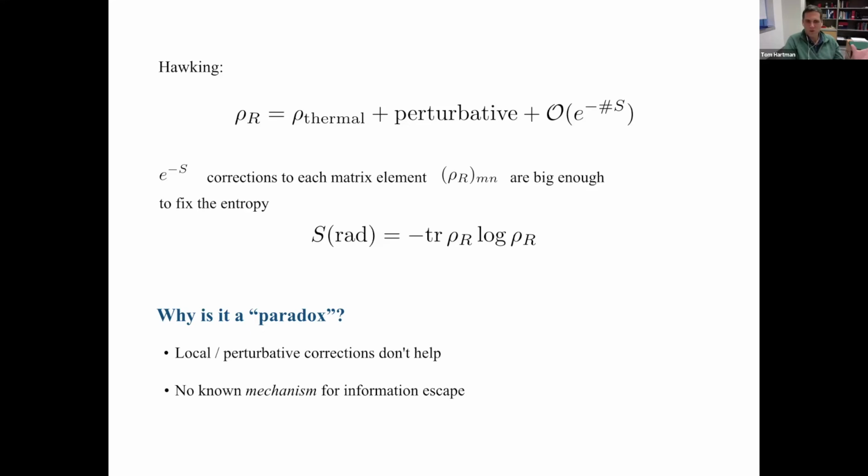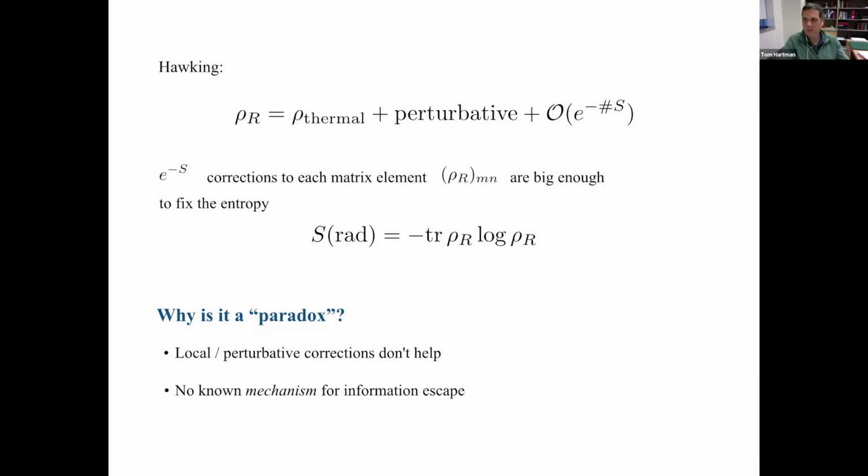So why do people call it a paradox? Well, essentially because we didn't know any mechanism to fix this problem. There are no small corrections that can fix the problem. Anything coming perturbatively, like from loops, will not help. And there's no known mechanism for how the information can escape from inside the black hole to infinity.